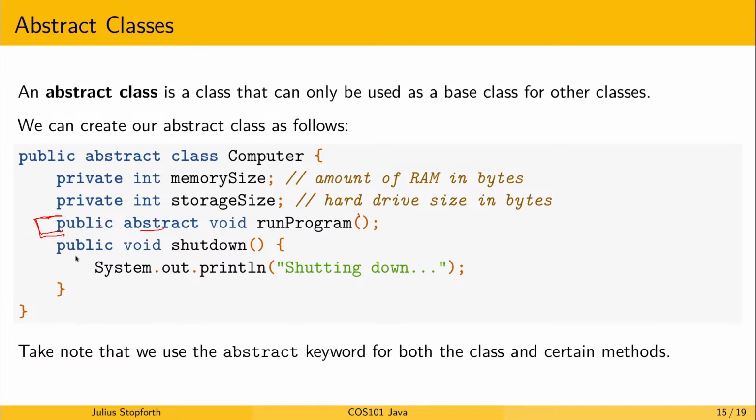Or we can actually implement something and then have other classes down the line override it. In both cases, if we want to implement these in subclasses, we need to use the override keyword, or we need to override those methods.